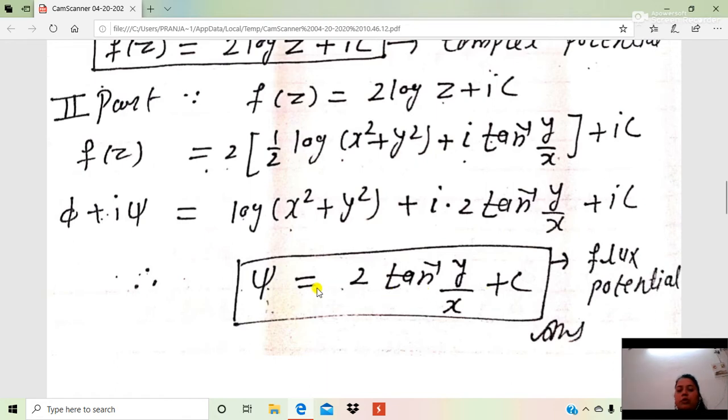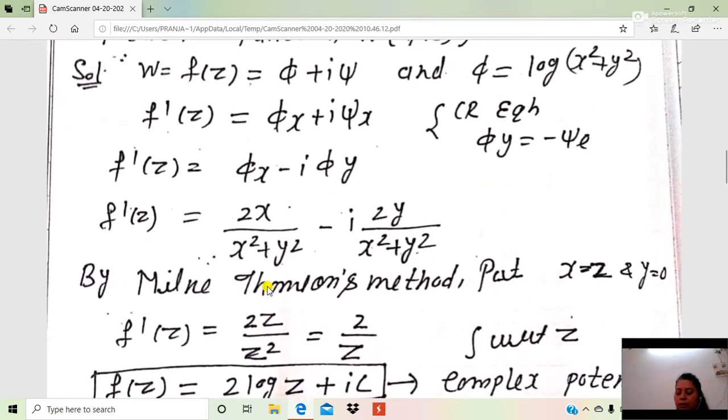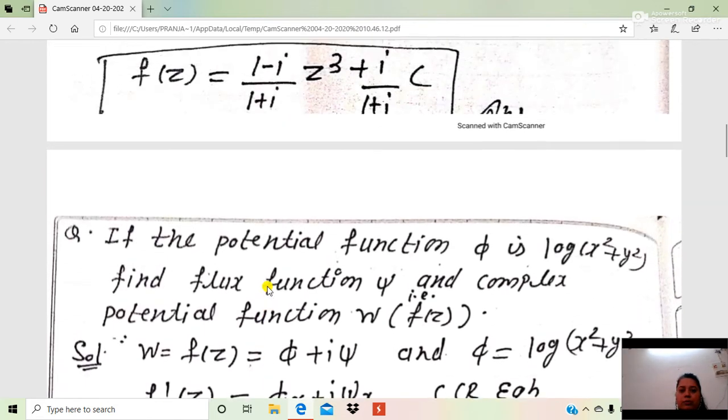So this is our answer. We have found the imaginary part and the function both. Next we will solve one more question.